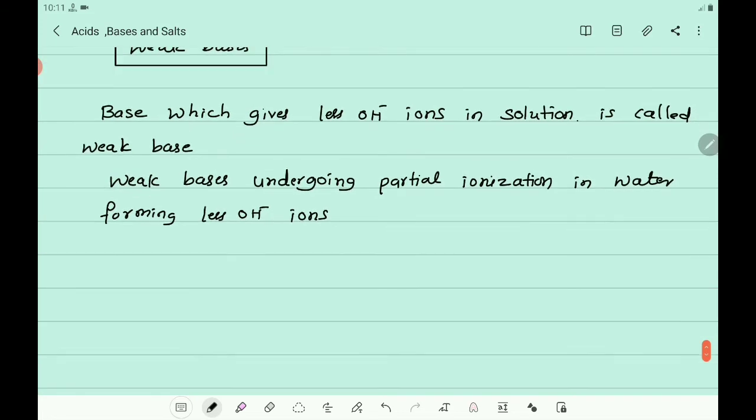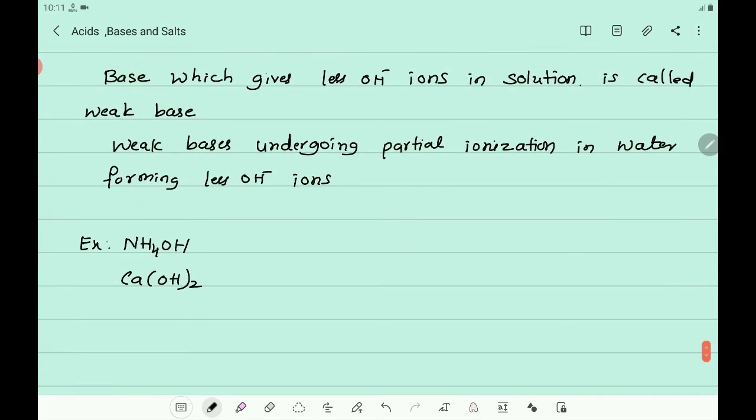Examples you can give: ammonium hydroxide, calcium hydroxide, magnesium hydroxide, etc. So write the examples: NH4OH, Ca(OH)2, and Mg(OH)2. So NH4OH is ammonium hydroxide.